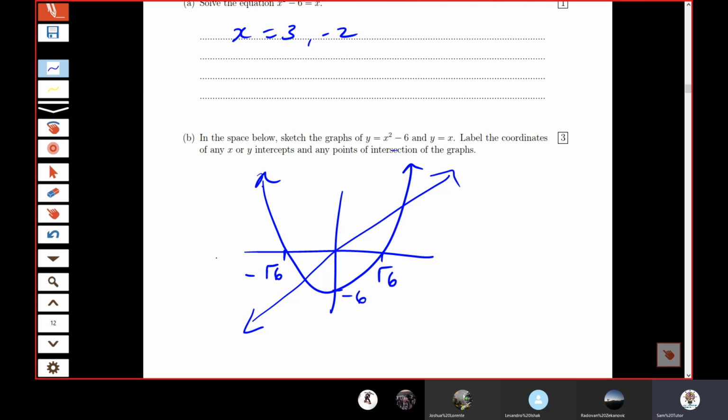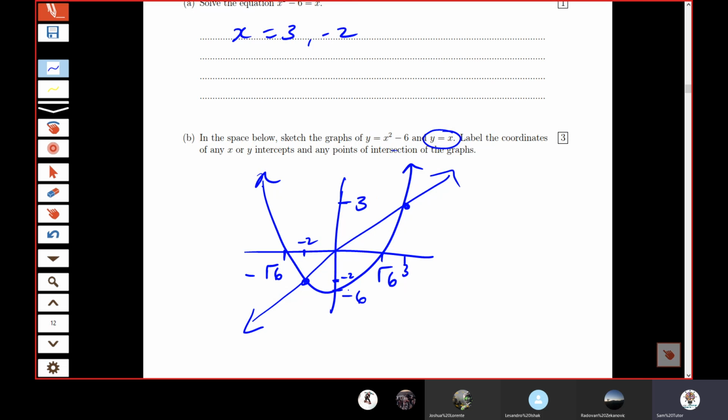Any questions? Anyone wondering how I got the root 6s, or we're okay with that? x intercepts, okay. And label the points and any points of intersection. Obviously this point of intersection is at 3. This point of intersection is at negative 2, what you just found above. And then because it's a point of intersection, you've got to sub it back in. So y is 3, because you can sub it back into here. And then obviously this one here, y is negative 2.